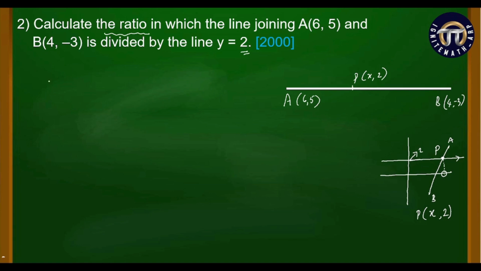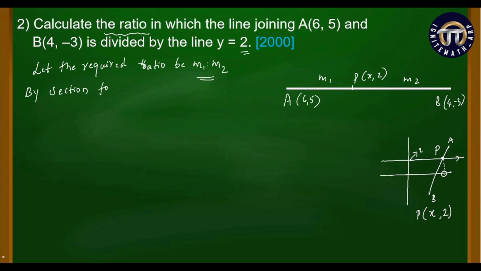Since I'm supposed to find the ratio here, let the required ratio be m1 is to m2. You can also take it as k is to 1, children. But for comfort I am just taking it as m1 is to m2. Now this is m1, this is m2. Now by section formula, make sure that you write the section formula every time and do the correct substitution. That itself gives you 1 mark.